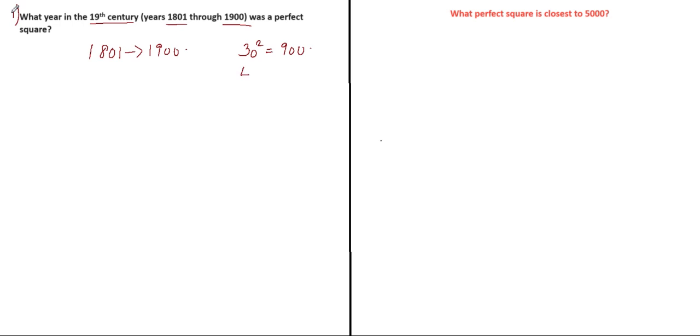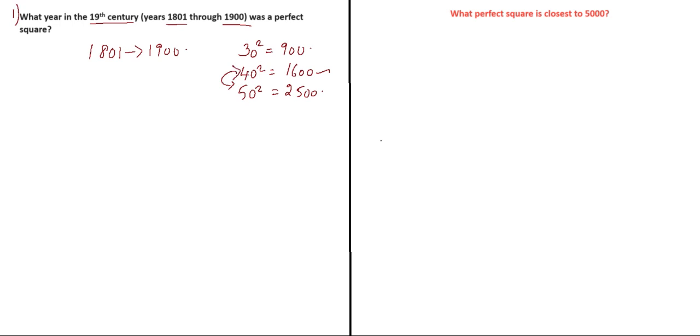So let's check for 40 square and 50 square. 40 square is 1600, 50 square is 2500. So we understand that the values 1801 till 1900 lie somewhere between 40 and 50, because 40 square starts at 1600 and 50 square ends at 2500, right? So 1801 till 1900 is present between these two only.